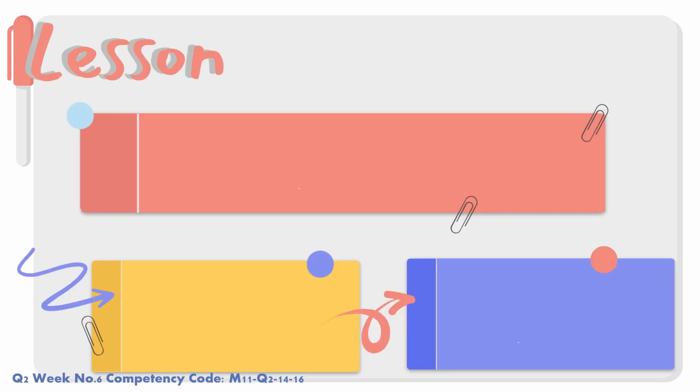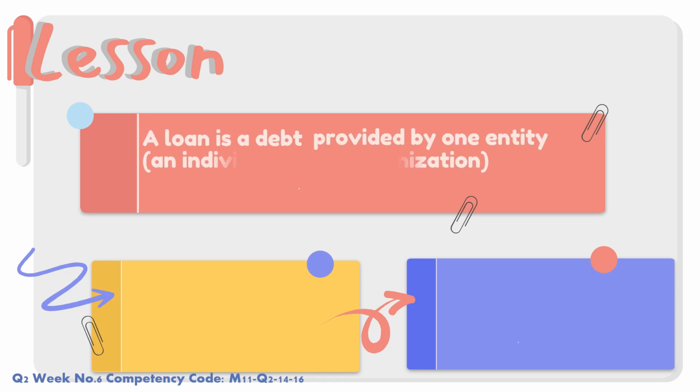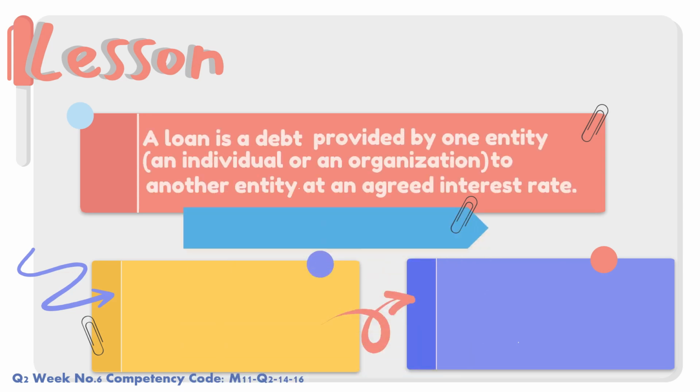The companies I've shown are where the people can loan money. What is a loan? A loan is a debt provided by one entity, an individual, or an organization to another entity at an agreed interest rate. There are two kinds of loan, the business loan and the consumer loan.